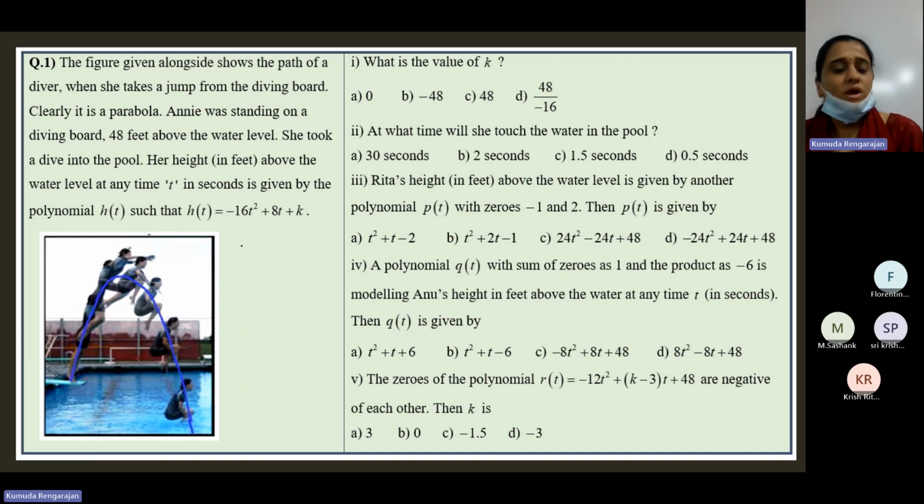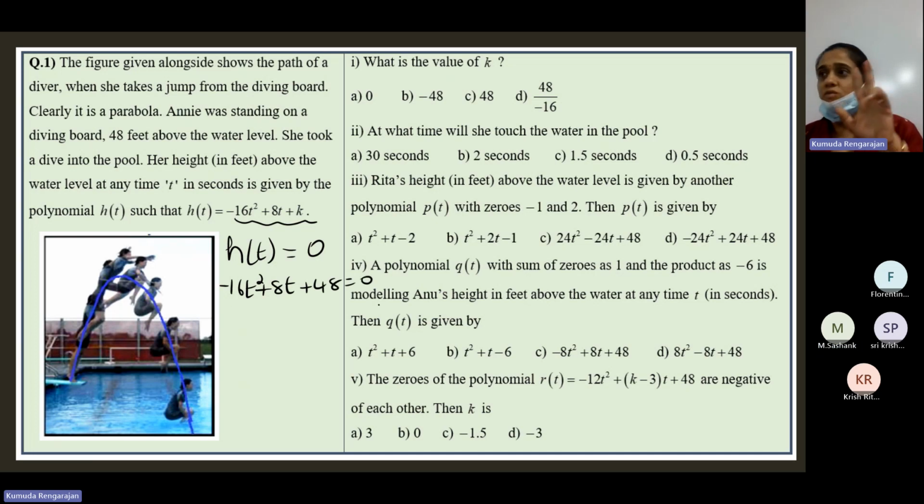So the polynomial is h of t. T we don't know, but the answer is the height, which is 0 feet. That we know. So h of t is 0. H of t is 0 means minus 16t square plus 8t plus k, I told you, 48, is equal to 0. So when you work this, you'll get two values for t. It's quadratic, right? So you'll get two values for t.